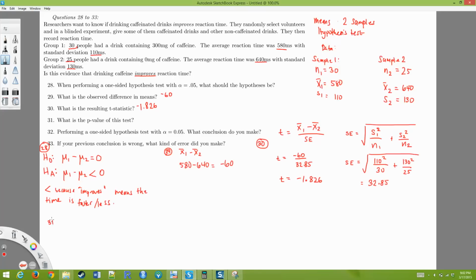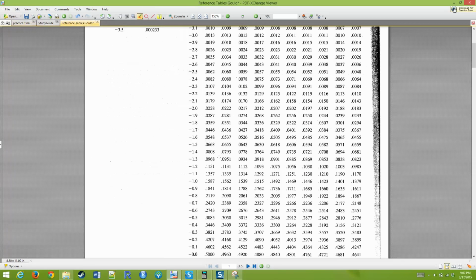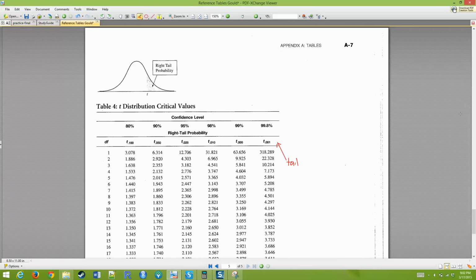31. What is our p-value? So what do I do now to get my p-value? I look it up, and what table do I look it up in? The T table. So when I use the T table, I got to figure out my degrees of freedom. So how many degrees of freedom do I have? 24, right? My degrees of freedom is n minus 1, and using the smaller n, I get 24 degrees of freedom. So we'll go to the reference table. 24 degrees of freedom.